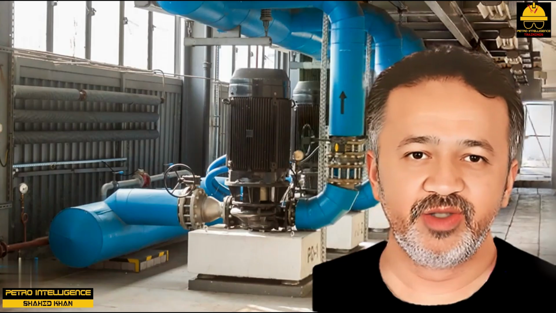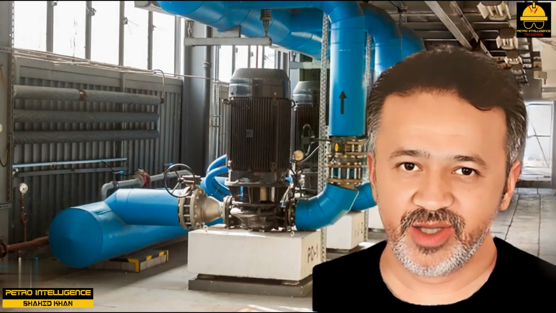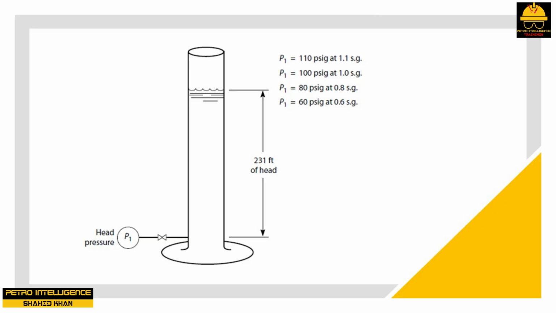The increase in pressure, delta P, is also called head pressure. For example, if I have 231 feet of water in the glass cylinder shown in the picture, it will exert a head pressure of 100 psi on the pressure gauge at the bottom of the cylinder. The head pressure would be proportionally reduced as the liquid becomes less dense. For example, 231 feet of kerosene, which has 0.75 specific gravity, would exert a head pressure of only 75 psi because it is lighter than water.